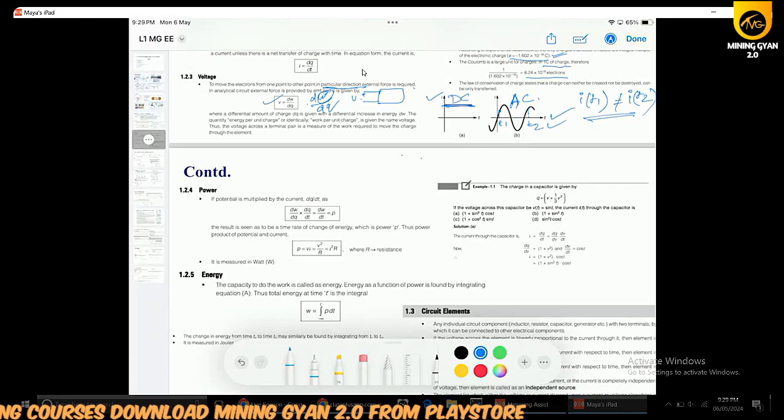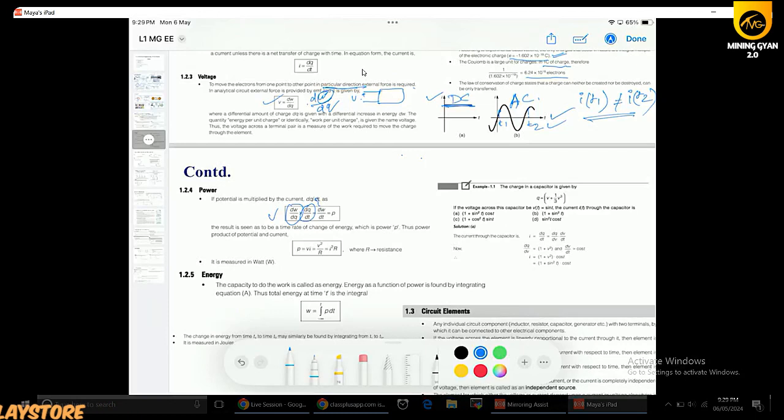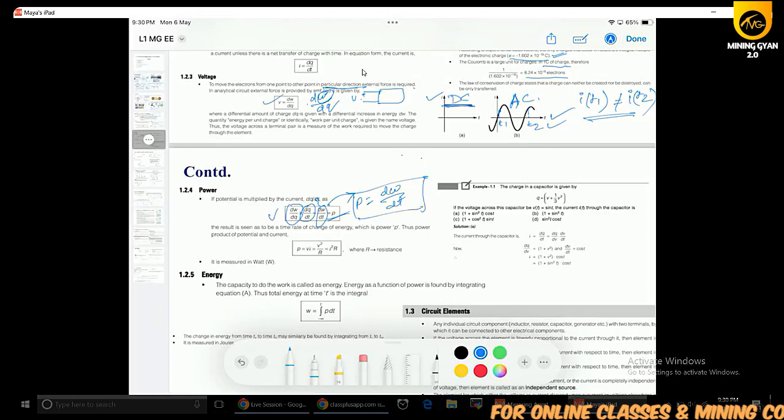Power. What is power? If we multiply the current with the voltage, we will get the power. This is the voltage and this is the current. So what is power? This is the rate of change of energy with respect to time. So power is dw by dt, the power consumed by any circuit element.